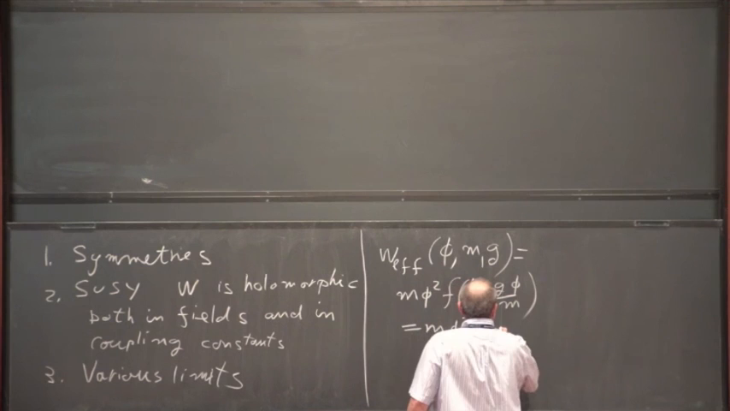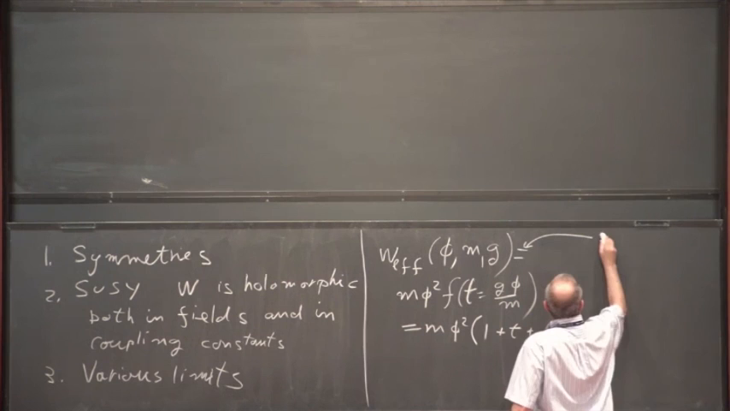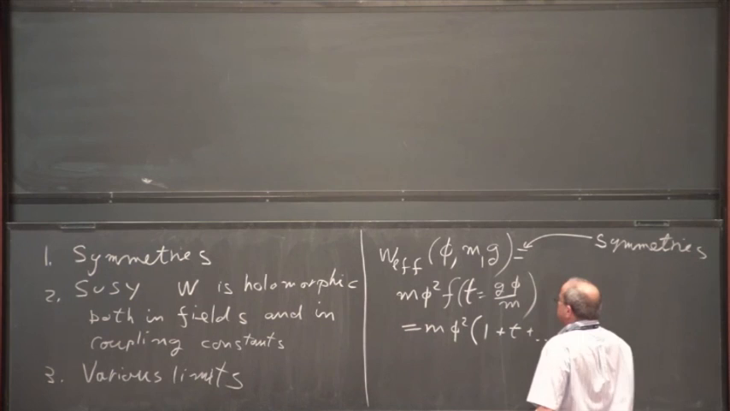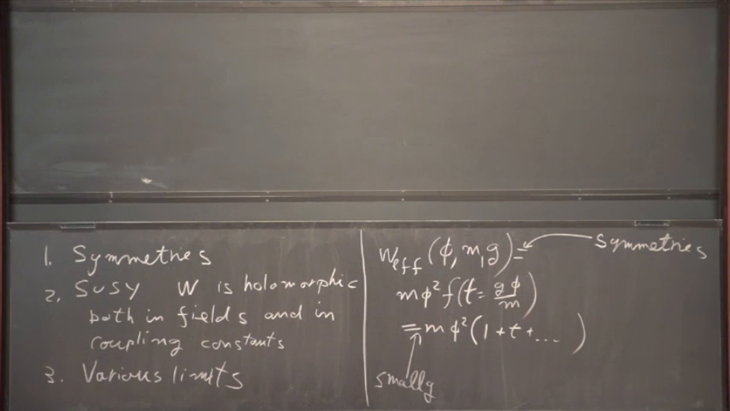And there could be higher order corrections. So that's the limit of small g. So here we use the symmetries. And here we use small g. And indeed, there could be higher order terms. Nothing stops us from adding higher order terms.